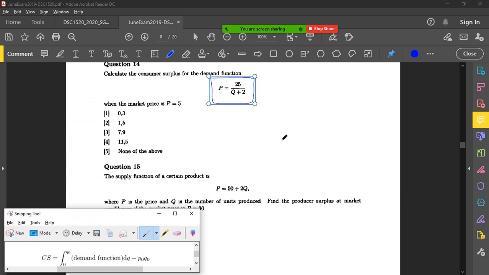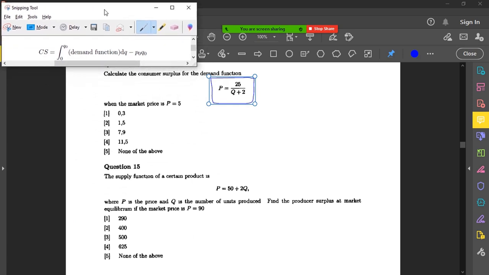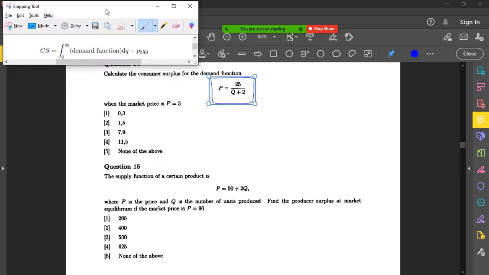Okay, do you want to write again on the screen? You can write on the screen. Yes. Okay, you do the workings. Let's check. Consumer surplus. Okay. You're using this formula and you're applying it to that question.